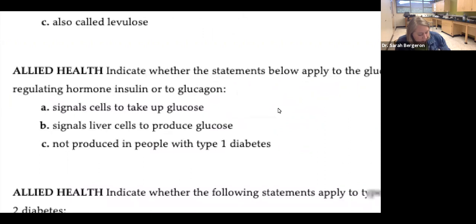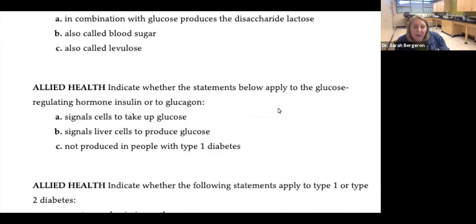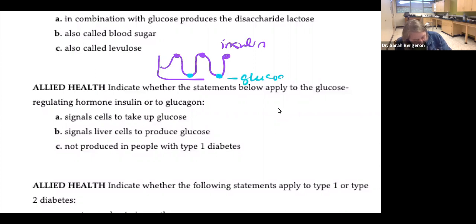All right, 21. Indicate whether the statements below apply to the glucose regulating hormone, insulin, or glucagon. Remember when we had kind of our graph of our blood sugar, what's happening right here at the top? We're producing insulin. And then here at the bottom, we are producing glucagon, right? So kind of remember that. Signal cells to take up glucose. You only want to take up glucose if your blood sugar levels are high, so that is going to be insulin.